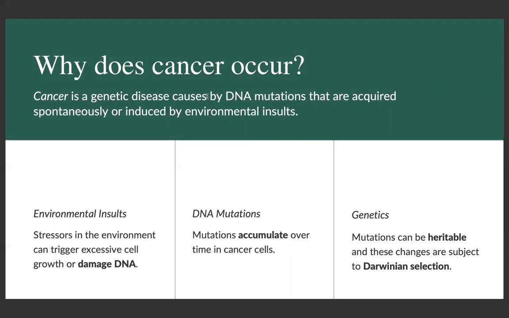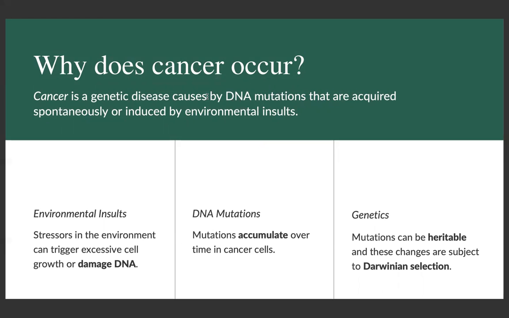So let's look at this. We said environmental insults, like what? Stressors in the environment, for example, chemicals, pollution, smoking, radiation. You can think of a lot of different things, unhealthy diet, chronic inflammation in the body. Those can trigger excessive cell growth as a reactive type of cell growth. And that can also have the potential to damage DNA, whether directly or indirectly. What happens with cancer is that these mutations are going to accumulate over time. You're going to get one trigger that's going to cause excessive cell growth or damage DNA.